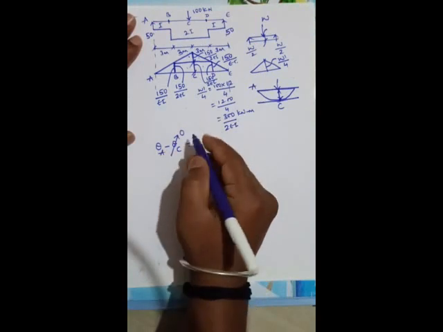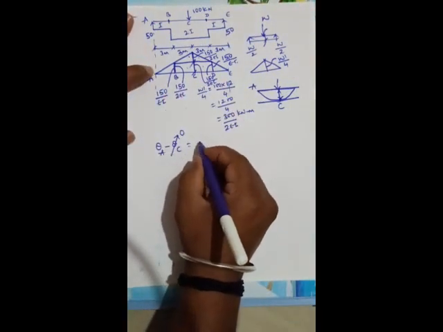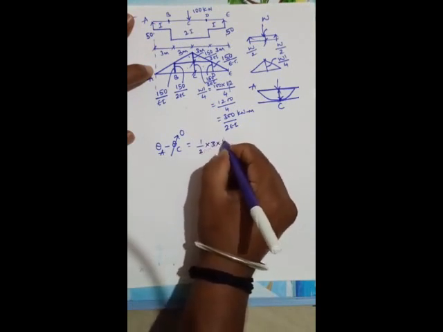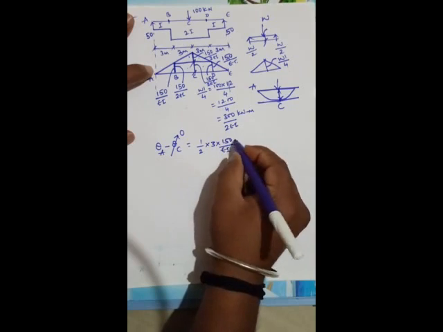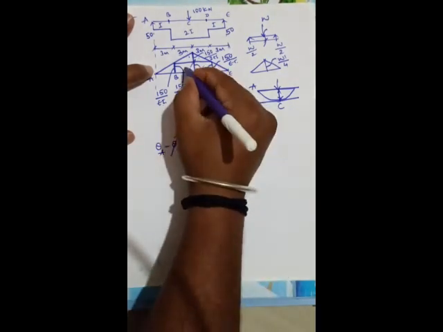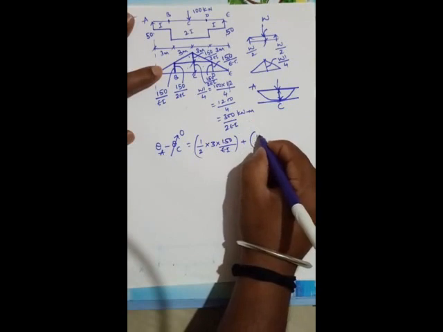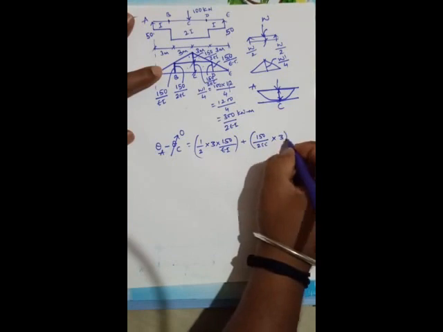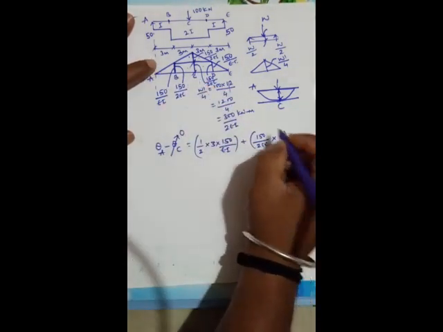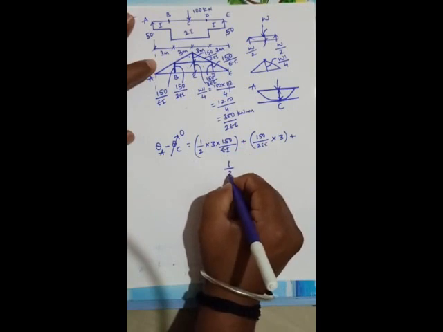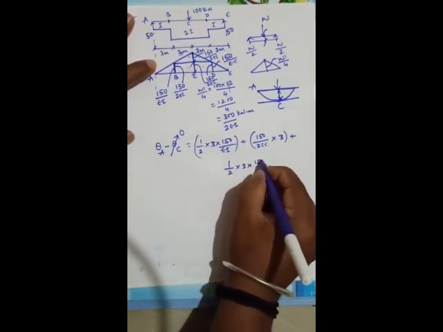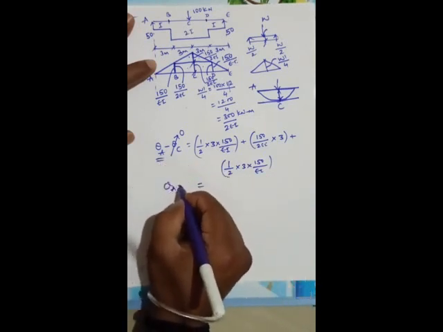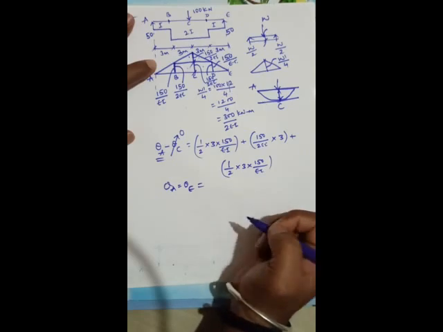So calculate that, and whatever the value, I will just write it. The area of this triangle is half into base, 3 meters, into height, 150 by EI. Plus the area of this rectangle, height 150 by 2EI into base 3 meters. From here to here it is 3 meters. Plus the area of this triangle again, half into base 3 meters, height 150 by EI. Simplify this and you will get theta A. This theta A equals theta E, equal to some value.